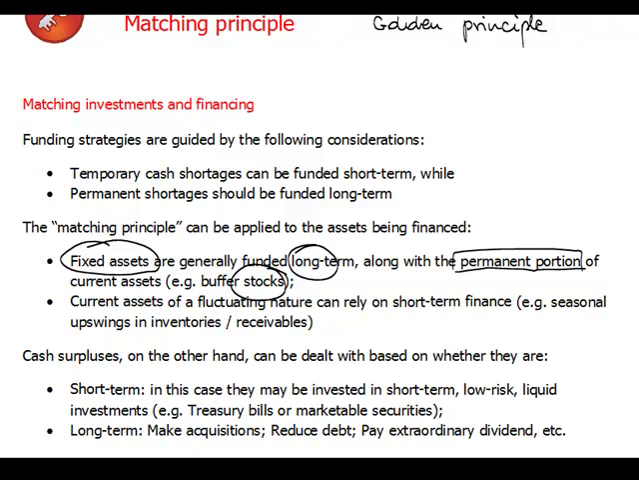Now, current assets will be financed from short-term loans. They can be financed from short-term loans because they have a high turnover ratio. They generate cash on a recurring and short-term basis, and therefore they will generate cash to repay the short-term liabilities. That does make sense. That's why it's called the golden principle, because it simply makes sense.